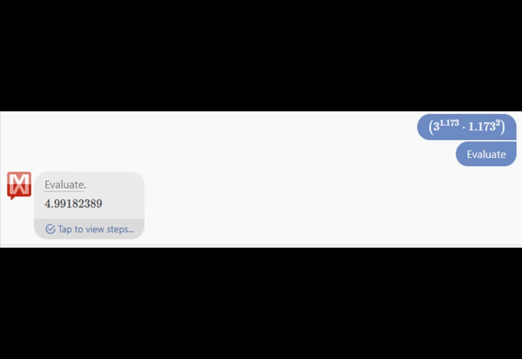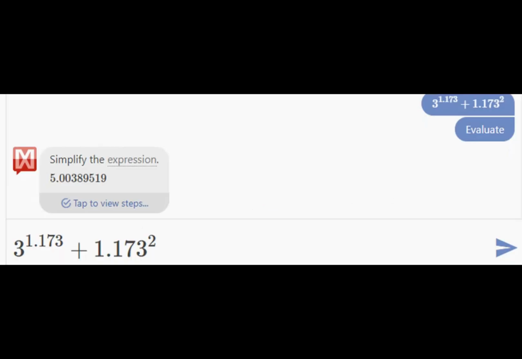Checking our work on Mathway. If we plug in that value into the equation that we used, we get a value of 4.99, which is an approximate value. That's the value that we're aiming for. If we plug that value into our original equation, we get another approximate value.